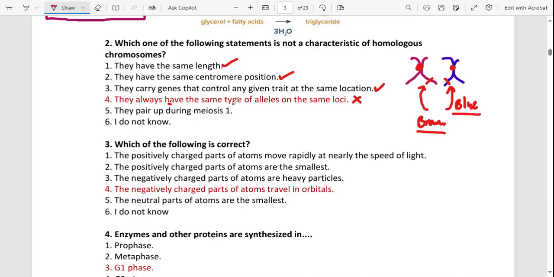They pair up during meiosis 1. Homologous chromosomes will pair up during prophase 1 of meiosis, and that's when genetic recombination or crossing over happens on this position, which we call the chiasmata.